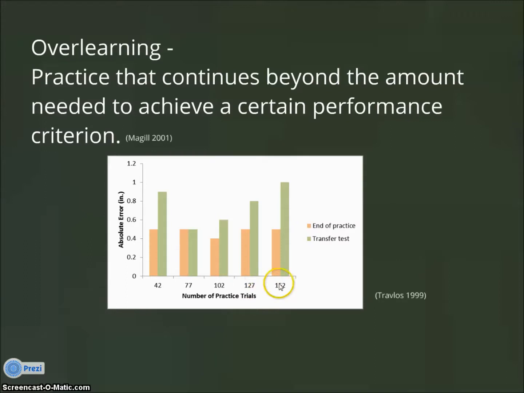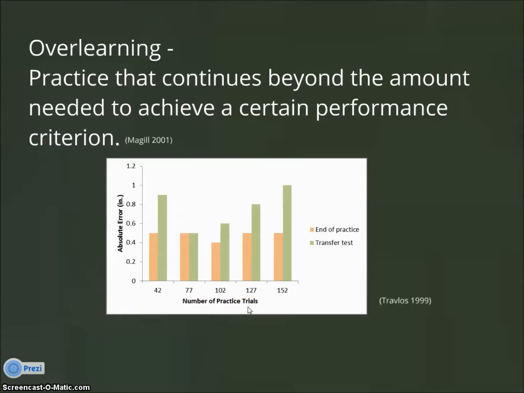So by looking at this graph, we can prescribe that if we wanted to put someone into the 7 centimetre line drawing championships, 77 practice goes is going to be most beneficial in training to get that person to be the winner, essentially, because we're getting good end of practice results and very good transfer tests, whereas we don't have that with any other combination of amount of practice that we've had.